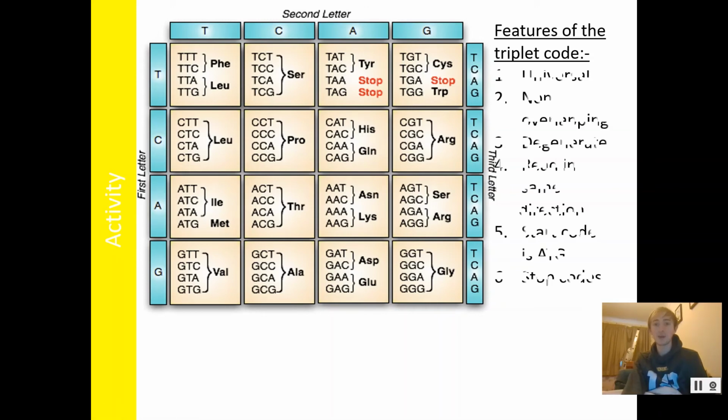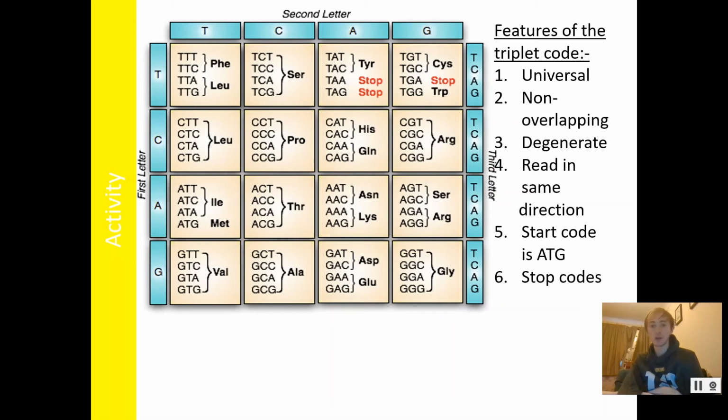The first thing which we can say about the triplet code is it is universal. What I mean is that every living thing that we are aware of, certainly every living thing we've ever come across, uses exactly the same code. Now that is incredibly important. Firstly, it gives us a hint as to the idea that we are all related to each other. But most importantly for modern medicine, it means that if I put a human gene into a bacterium, it will make the correct protein because it uses the same code.